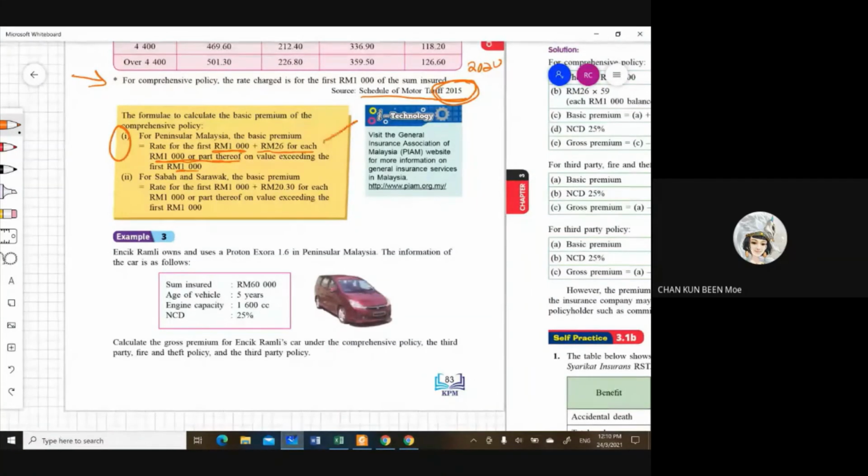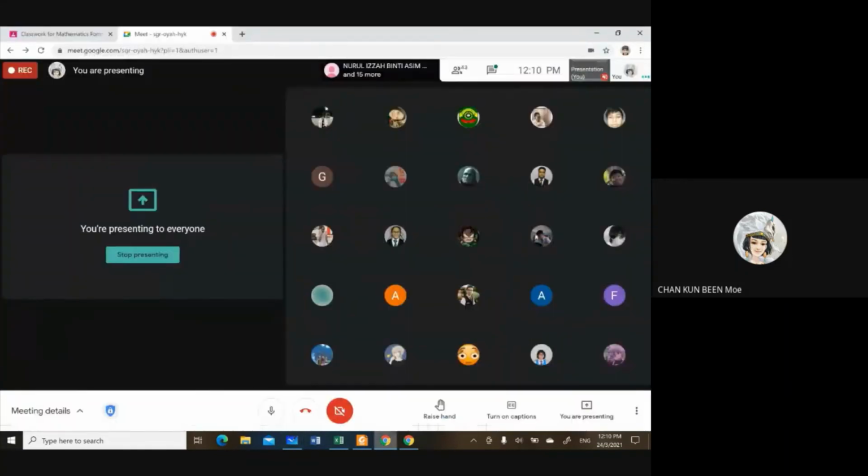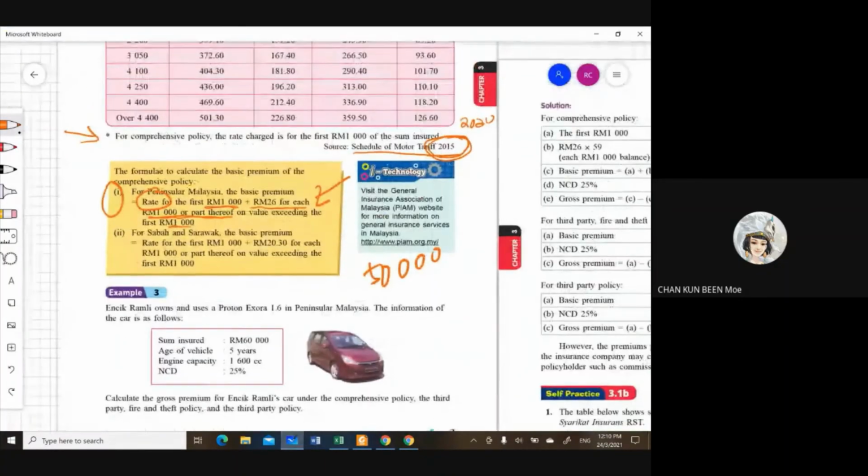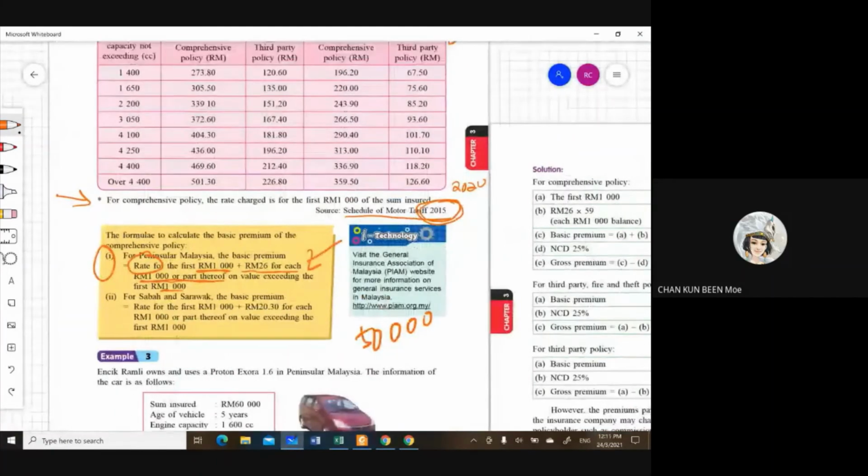For example, your sum assured for Myvi is 50,000. You bought a new car. Okay, so the rate for the... You don't like Myvi? Never mind, we just go on now. Okay, so the rate for the first 1,000, we are going to follow if you are in Peninsular Malaysia.